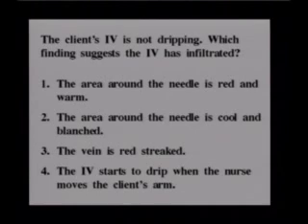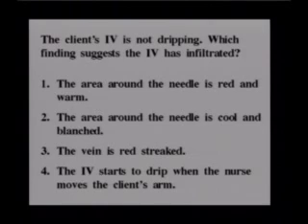Let's do a question about some IVs here. The client's IV is not dripping. Which findings suggest the IV has infiltrated? Number 1, the area around the needle is red and warm. Number 2, the area around the needle is cool and blanched. Number 3, the vein is red streaked. Or number 4, the IV starts to drip when the nurse moves the client's arm.